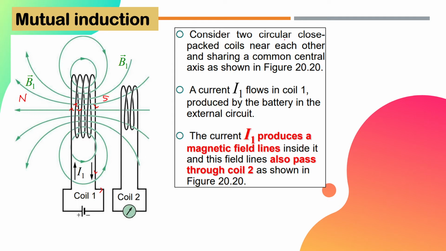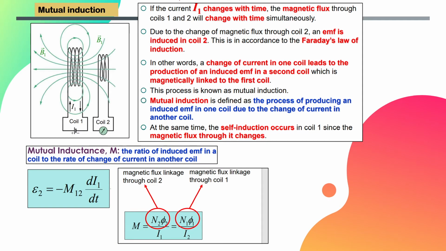We consider two circular closed-packed coils located near to each other, and a current I1 will flow in coil 1. The current is produced by the battery in the external circuit. The current I1 produces magnetic field lines inside it. You can see B, the green color here, is the magnetic field lines inside coil 1, and these field lines also pass through coil 2 here. So what happens if current I1 changes with time?